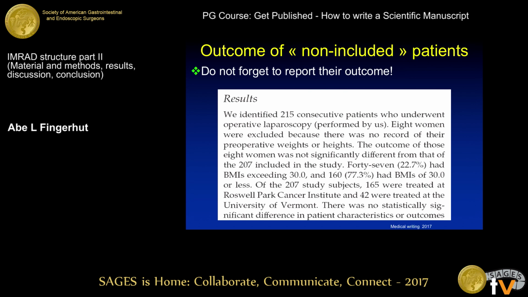Here's an example. 8 women were excluded because of whatever reason. And the outcomes, simple sentence. This is important. It reduces the possible bias of the outcome.